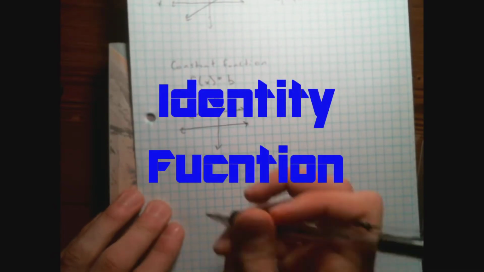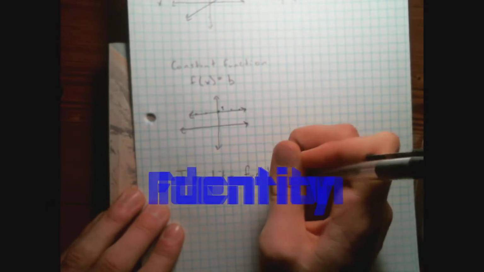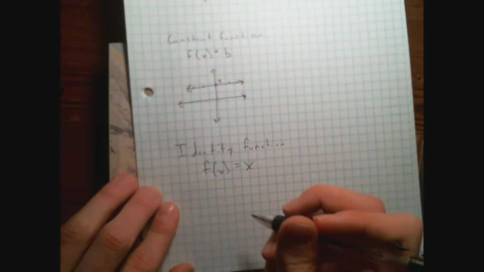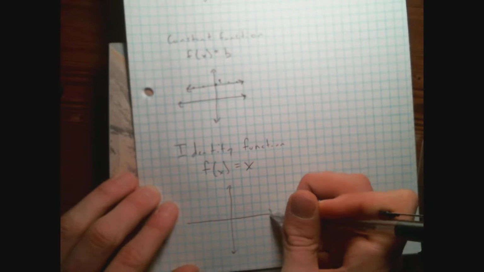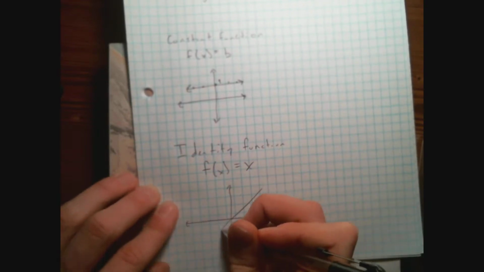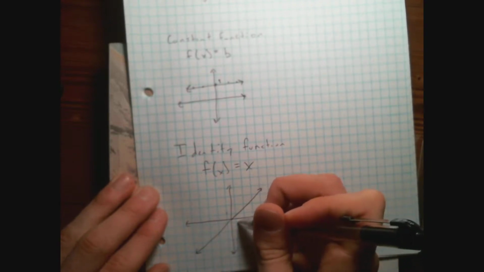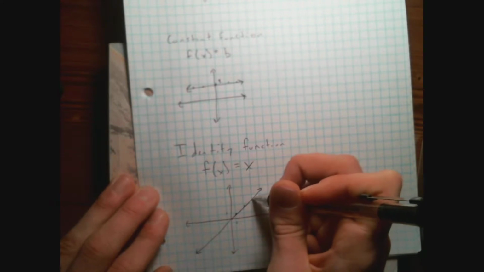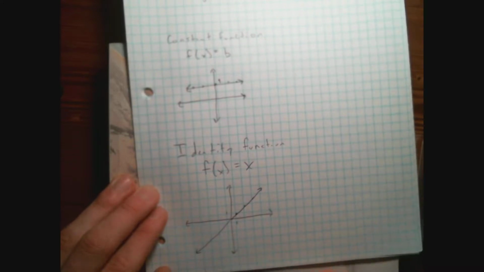Alright, our next function is the identity function. And it is f of x is equal to x. So basically this graph looks like this, where when it goes up one y value, it goes over one x value, and so on and so forth. So it will be 2, 2, 3, 3, 4, 4. Same way with the negative values. Negative 1, negative 1, negative 2, negative 2.